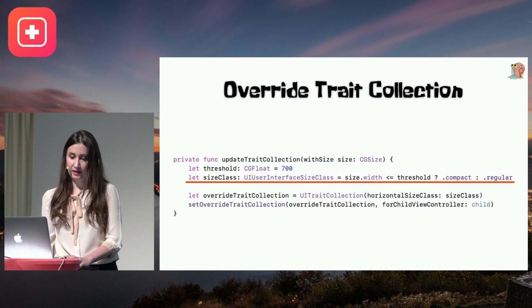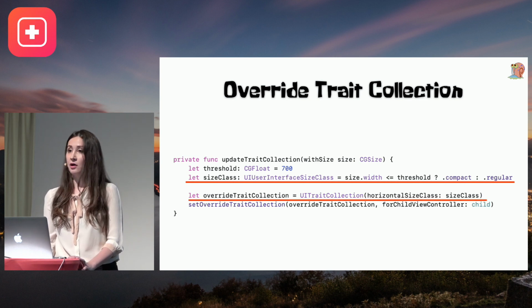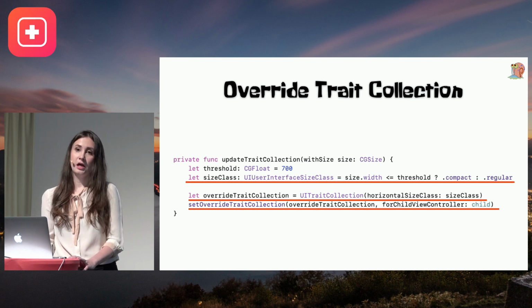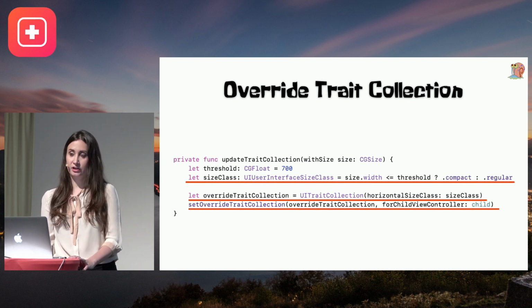Here, I'm creating a size class so that if the width is 700 pixels or smaller, we're going to do compact, otherwise we're going to do regular. Now our override trait collection is going to have that size class, and we're going to pass that trait collection to our child.